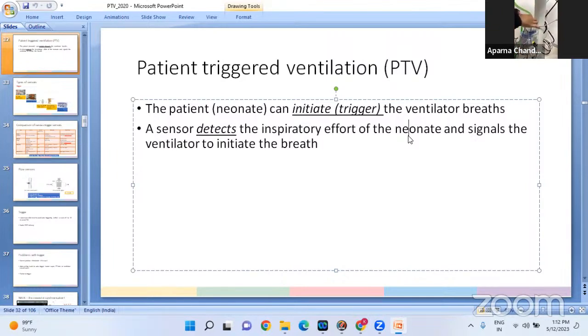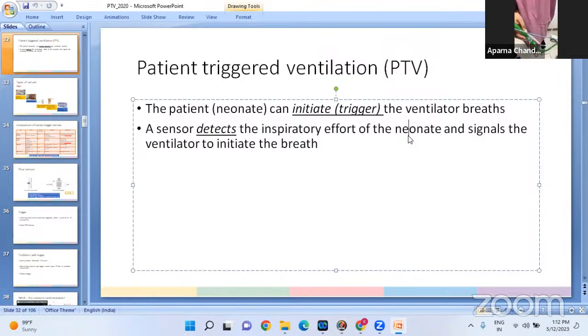This is the proximal heat sensor, and we have a distal sensor here at the point where the heater wire finishes actually. So the heater wire is present through this proximal part of the inspiratory circuit, and you have a proximal as well as a distal heater wire adapter.